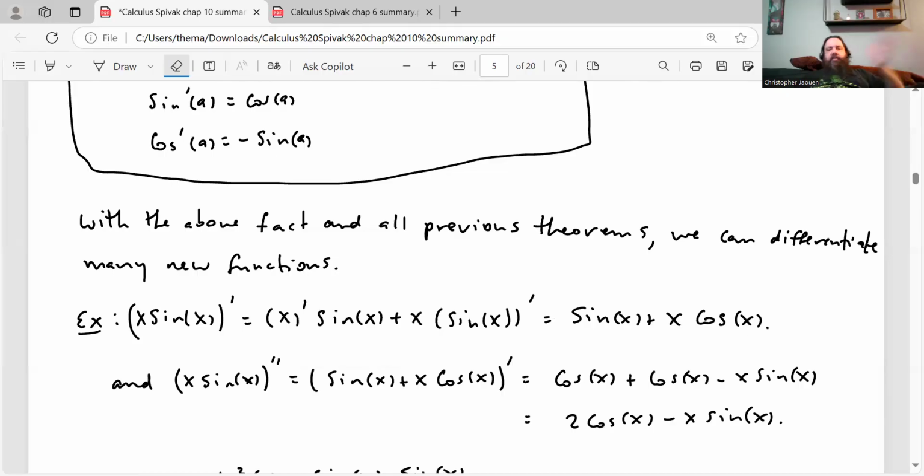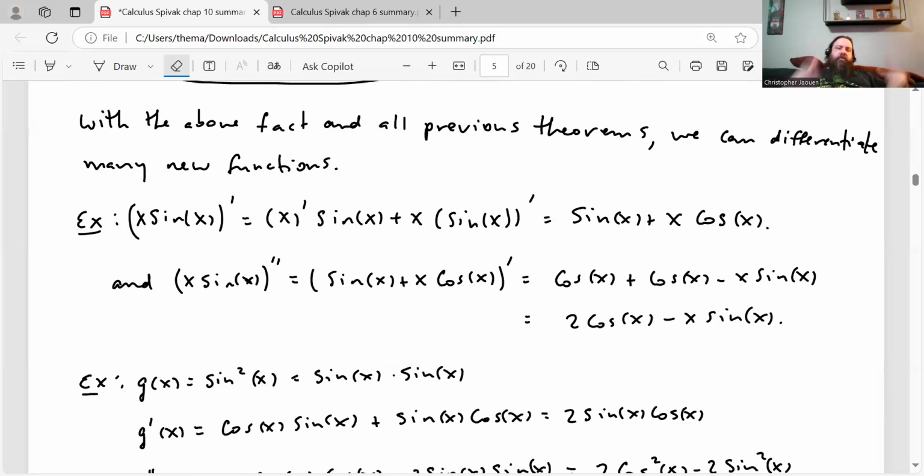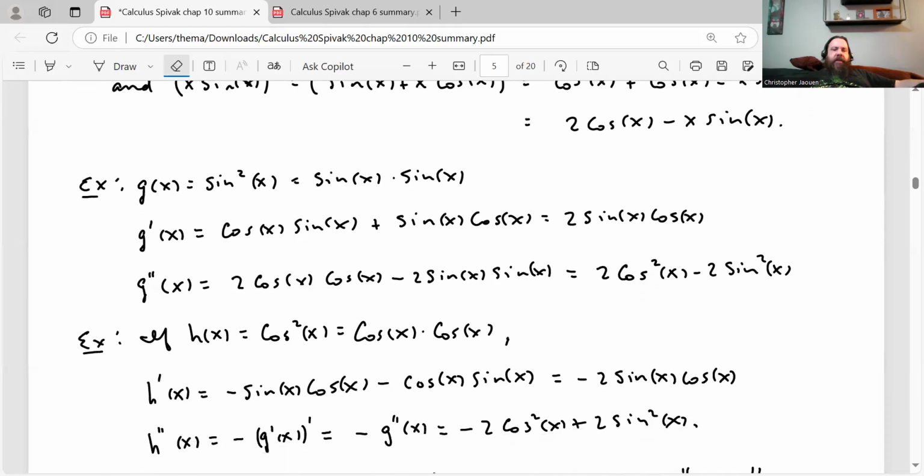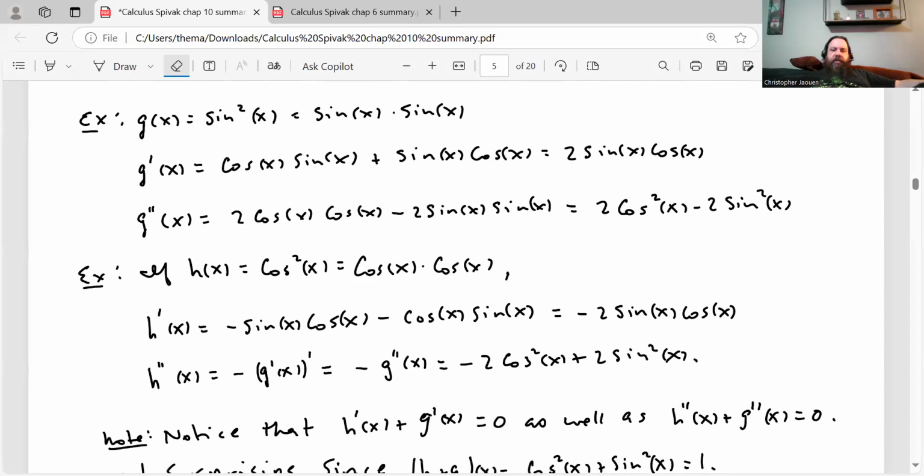Again, Spivak goes through a bunch of examples. You can try them yourself. I'll just scroll through these because, again, when we get to the exercises, we're going to do a lot of problems. But you can get the idea by practicing with these.